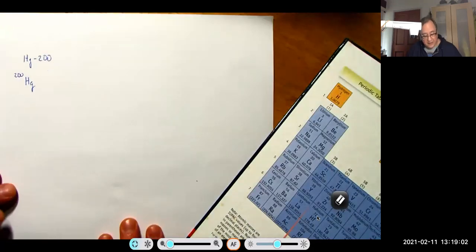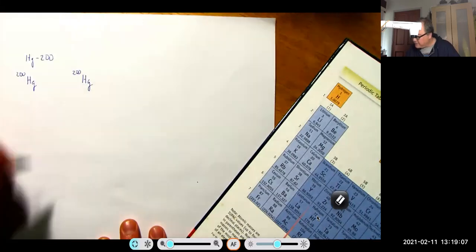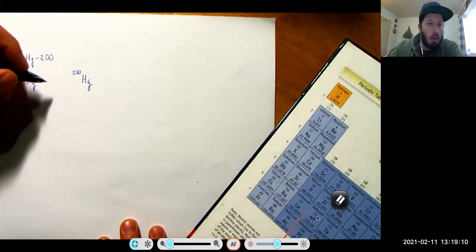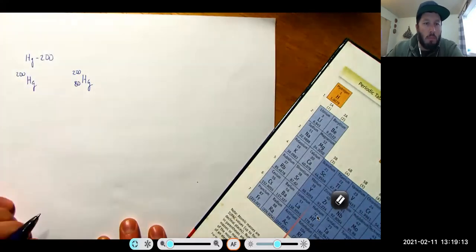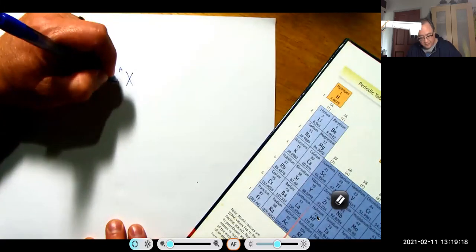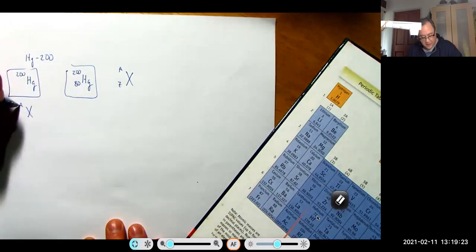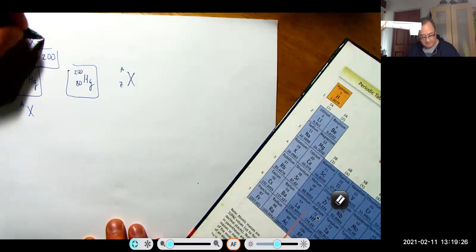Right. These mean the same thing. Yep, they mean exactly the same thing. And you can also write it this way. So when you write it this way, you're writing X with A and Z. When you write it this way, you're writing X with A. And when you're writing it this way, you're writing X with A.